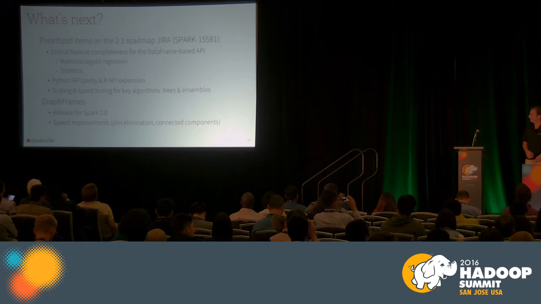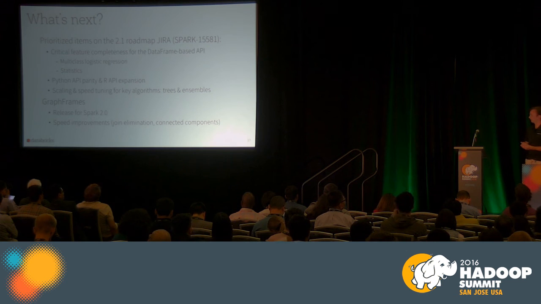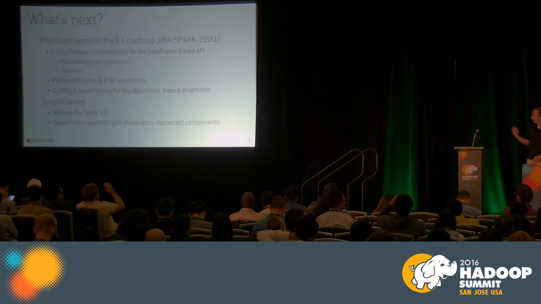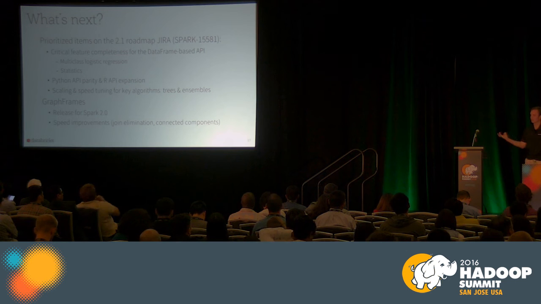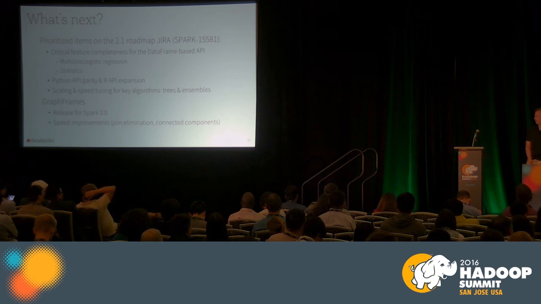And finally, there has also been a lot of work on providing a data frame-based API for graphs, so the graph component of Spark. A release is available as a separate project, and some more speed improvements will be available that also rely on the SQL engine of Spark, on Catalyst.